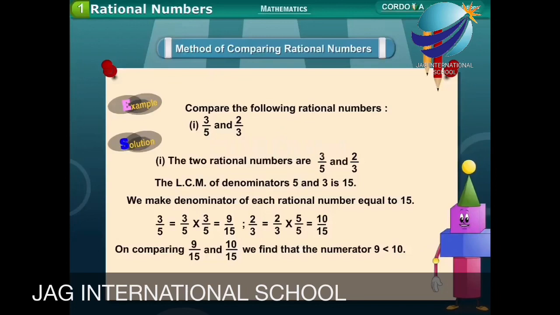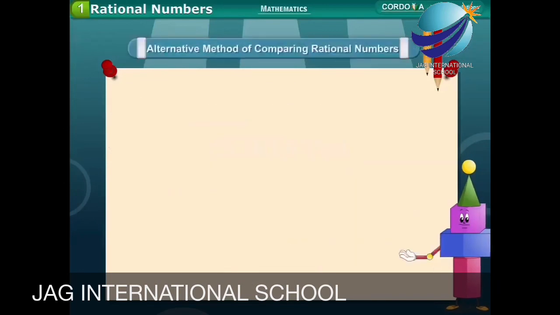On comparing 9/15 and 10/15, we find that the numerator 9 is less than 10. Therefore, 9/15 is less than 10/15. This implies 3/5 is less than 2/3.